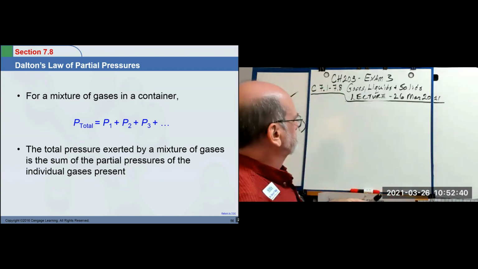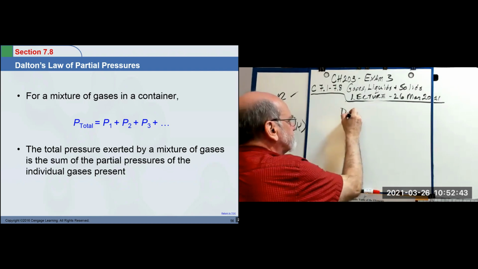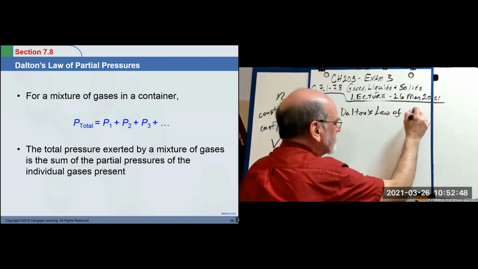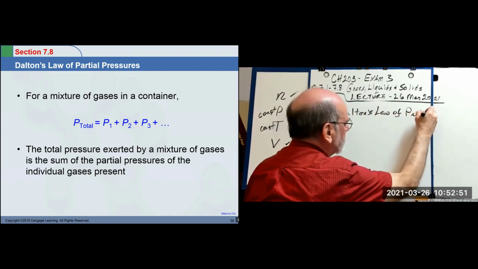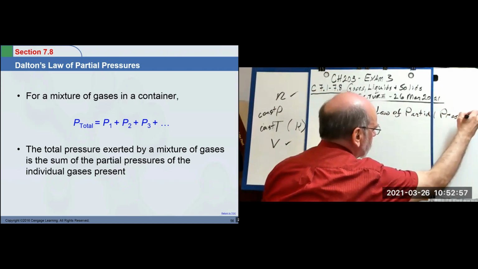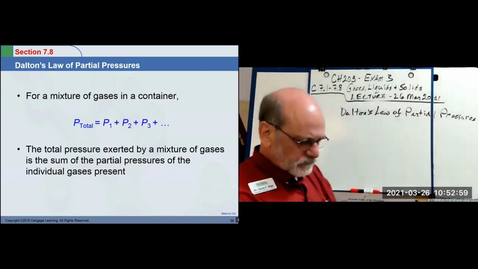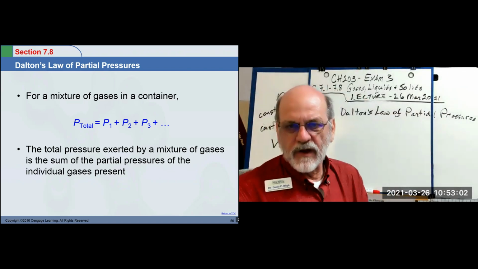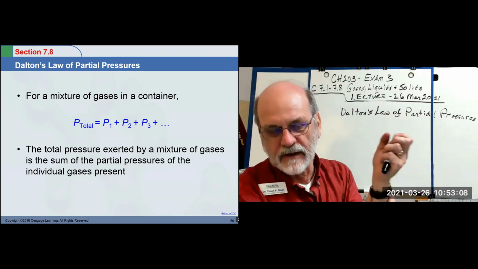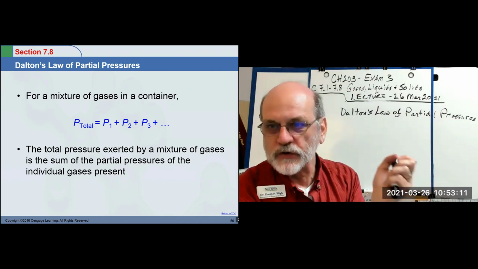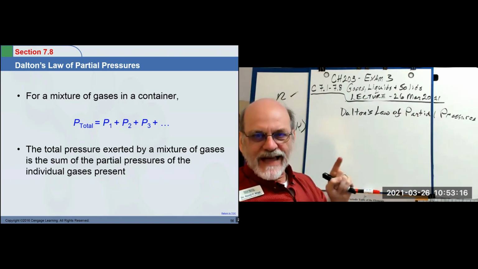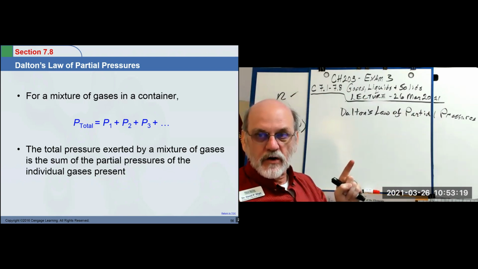Dalton, John Dalton. Partial pressure. Okay. You may remember Dalton proposed the atomic theory, right? But he did other things, and this is one of his more useful equations. What Dalton said is that when you have a mixture of gases in a container, you can measure the total pressure.